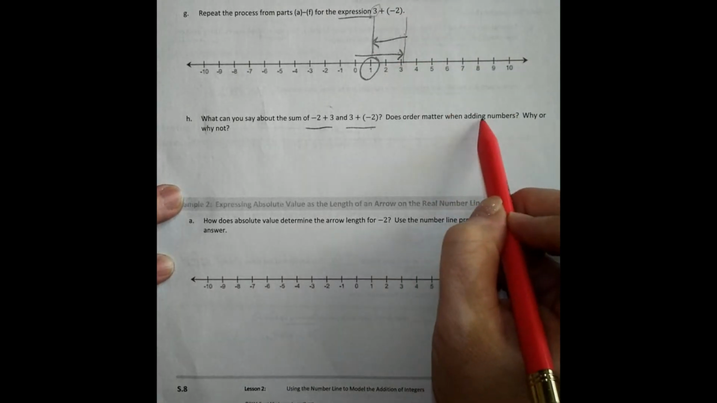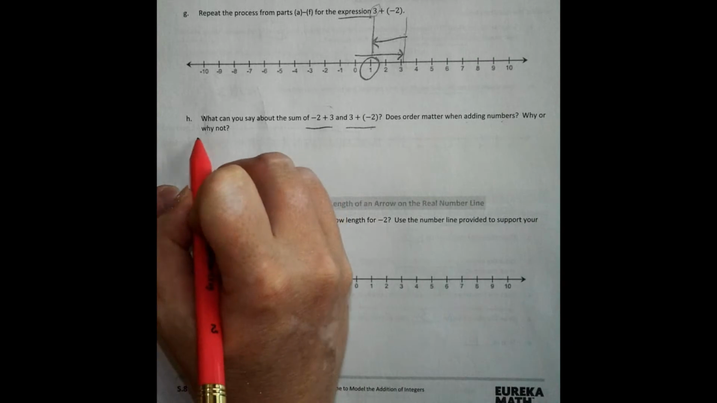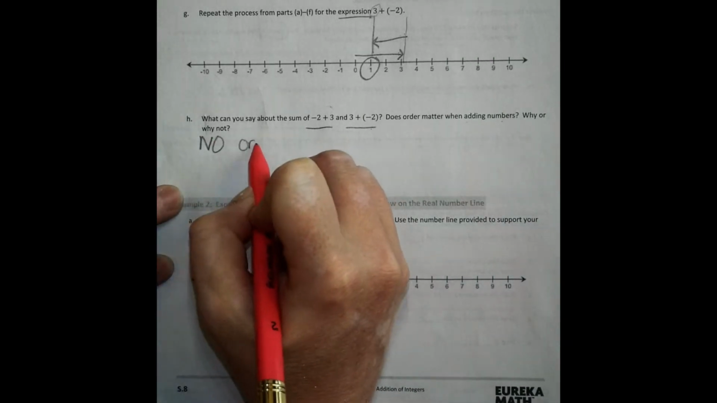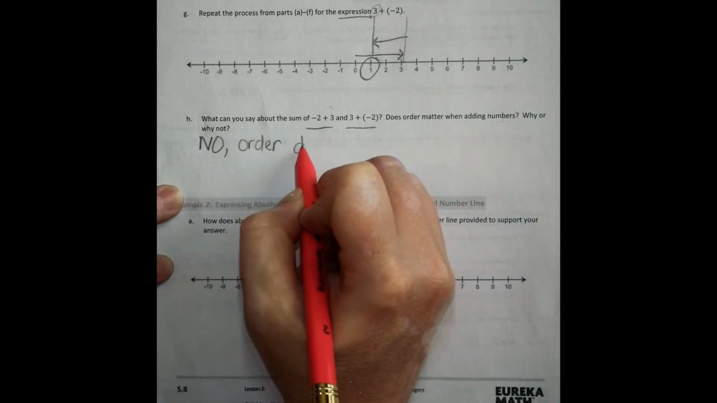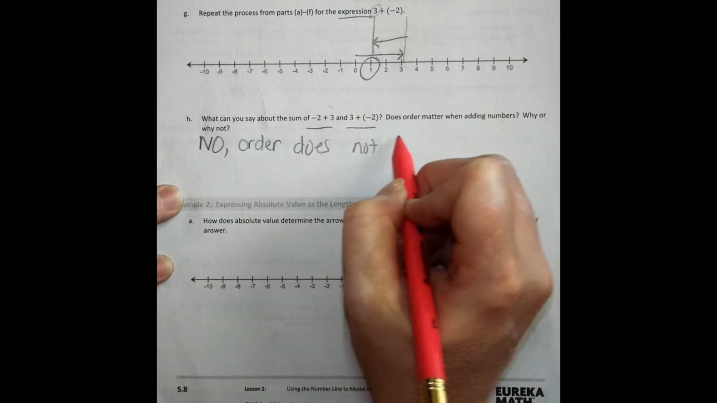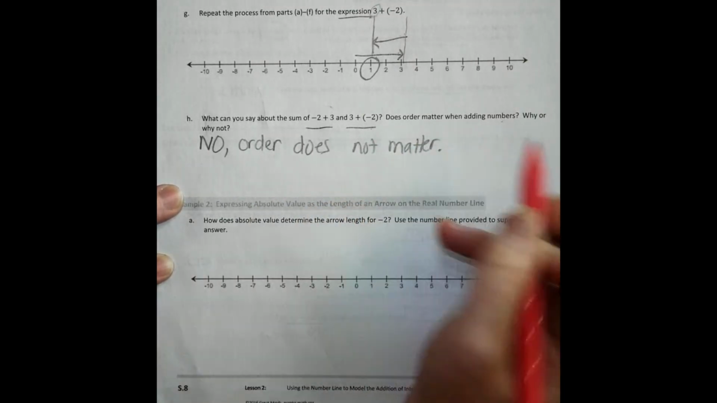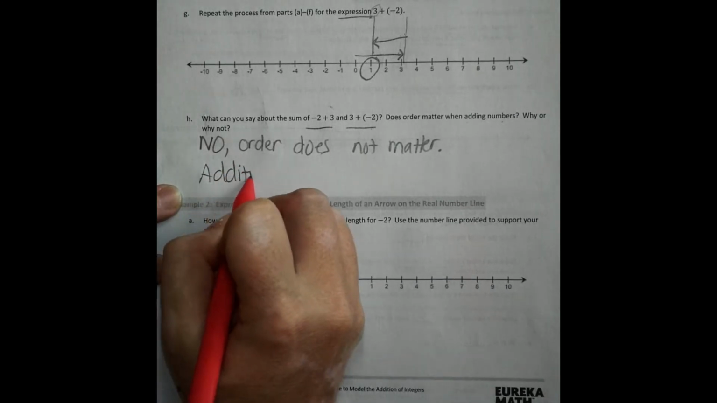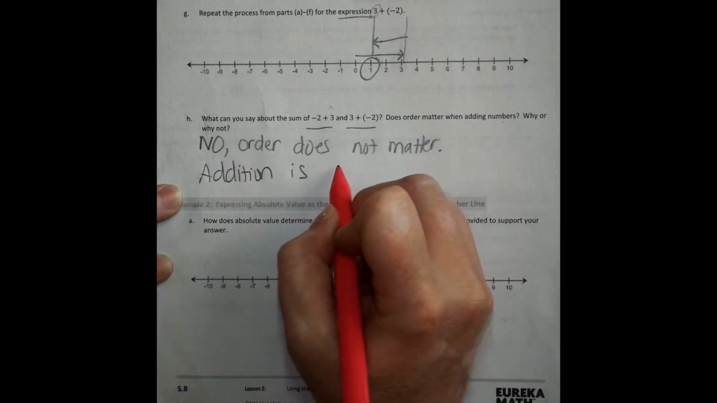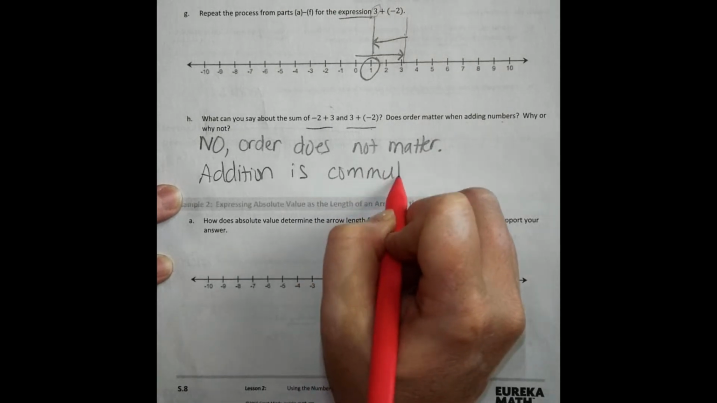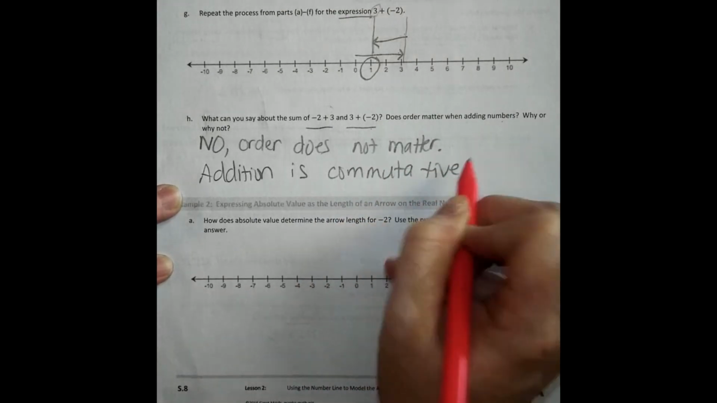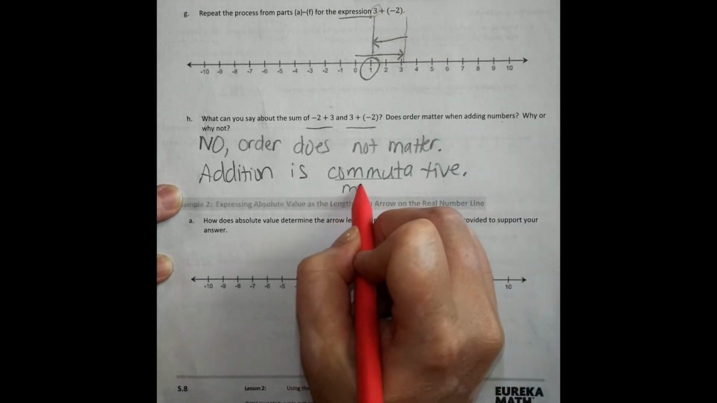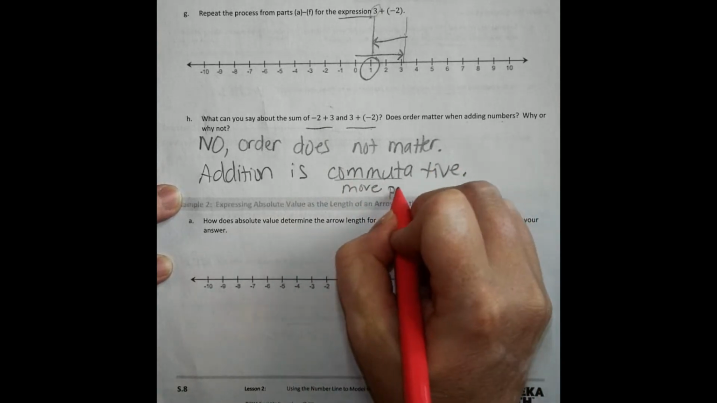But in our answers, you can see that we get the same result. So does the order matter when we add numbers? No, order does not matter. And then why or why not? Addition is commutative. Commutative means it moves positions.